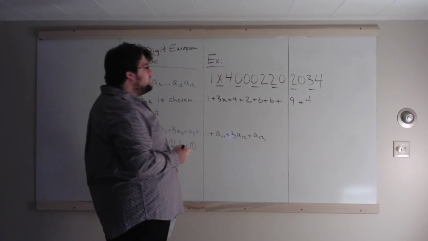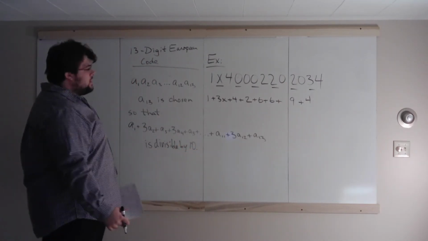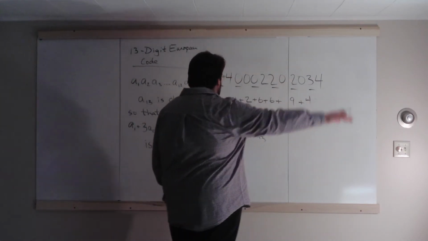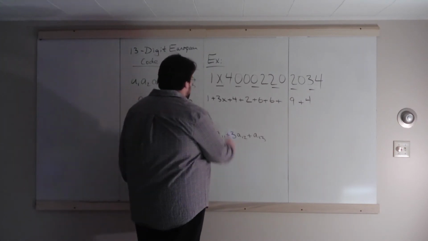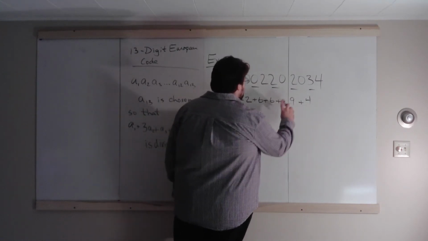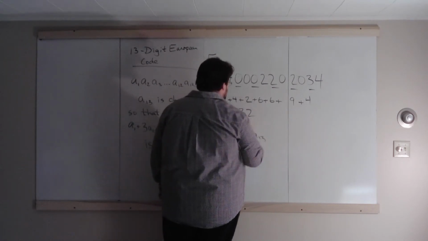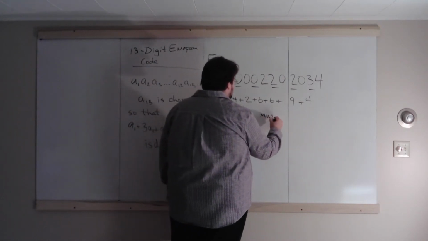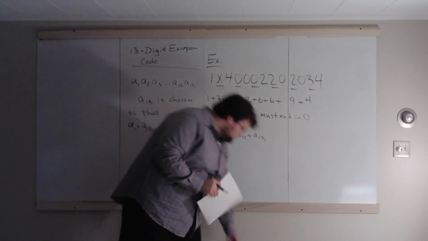Notice here we're not finding the check digit. We're given the check digit. Right here we're assuming that one of the numbers was somehow damaged, and we're trying to figure that out. So we know that this must end in a 0, must be a multiple of 10. So let's add these numbers together. 1 plus 4 is 5, plus 2 is 7, plus 12 is 19, plus 13 is 32. So 3x plus 32 must end in 0.